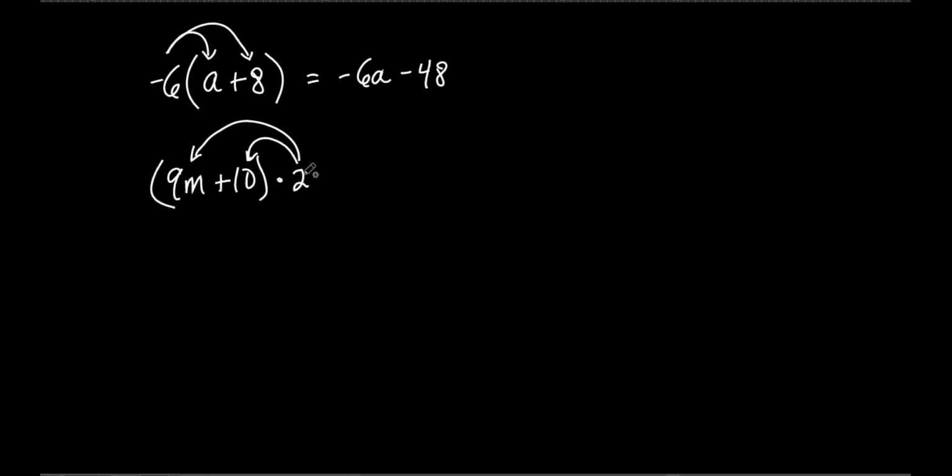So let's do 2 times the first one. So what's 2 times 9m? 18m. Plus 2 times, it's a positive 2, right? Positive 2 times positive 10 is positive, put the plus there, and 20. So that's perfectly fine. If you wanted to, you could do it by the closer one first. So go 2 times 10, which is 20, and then plus, because these are both positive, right? So 2 times 9m, which is 18m.